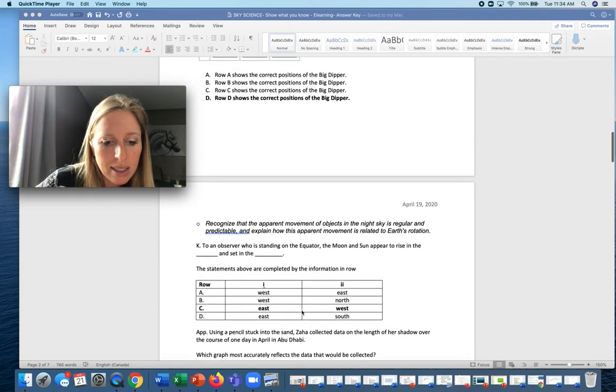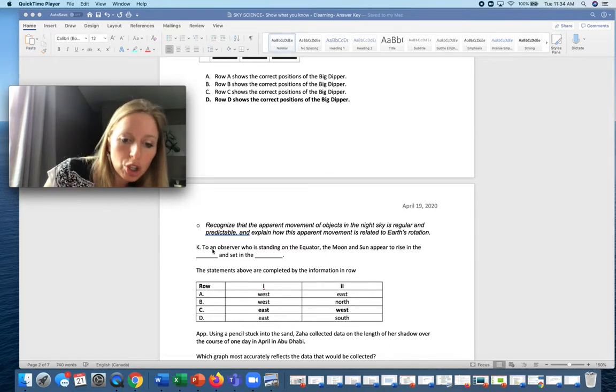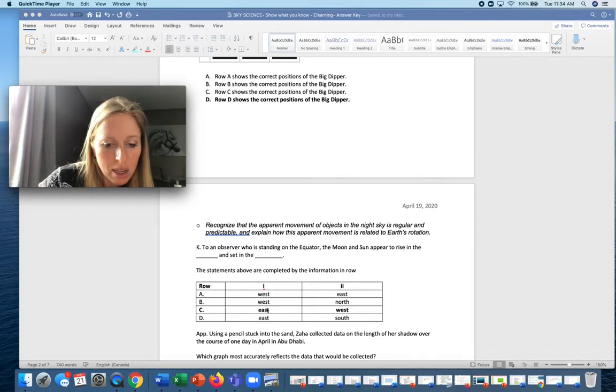Okay, next is: to an observer who is standing on the equator, the moon and sun appear to rise in the what and set in the what? I hope everyone got this one correct. The sun rises in the east and sets in the west. So that is row C that we are choosing. Rises in the east, sets in the west.